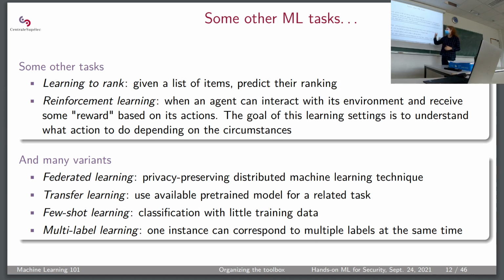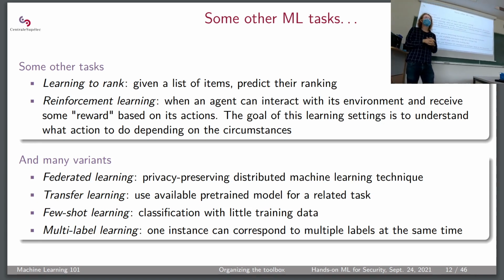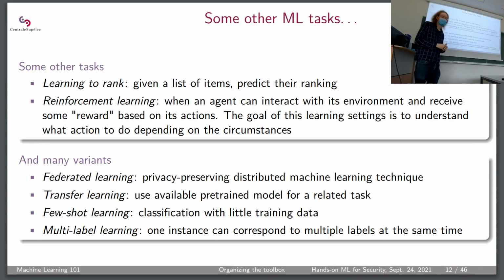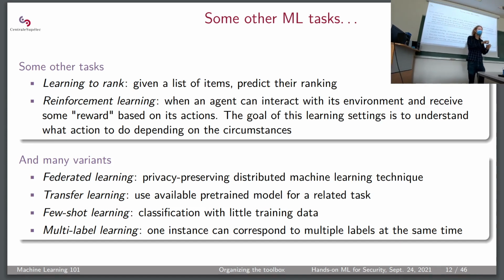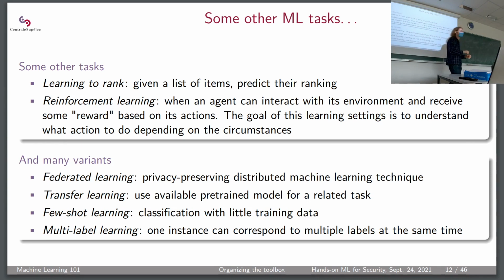And all of our learning settings have some variants. We can do some federated learning, a kind of privacy-preserving distributed machine learning technique. We have a talk this afternoon on that subject. Transfer learning, when we use some pre-trained model for related tasks. Few-shot learning, when the goal is to classify with as little training data as possible. And multi-label learning, when sometimes you want to assign multiple labels to one instance. If you have a picture with a dog and a cat, you want to put both labels on it and not just one.